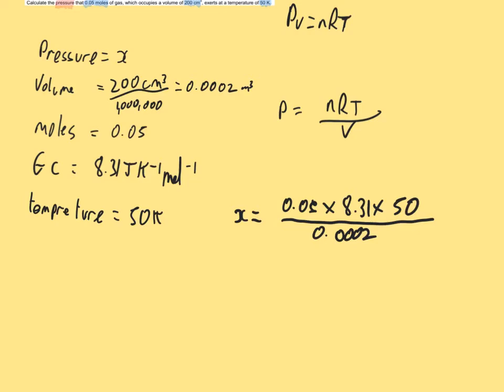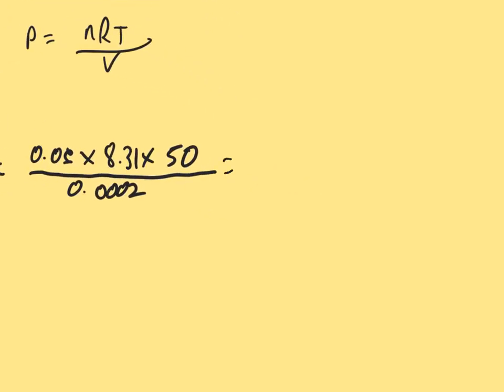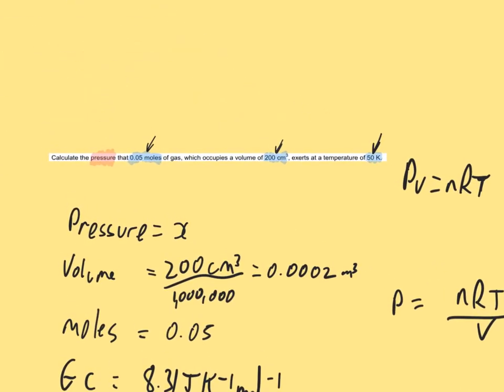so 0.05 times 8.31 times 50 divided by 0.0002. Okay. Which we get 103,875 pascals. I'm sure you'd be fine to leave it like that.